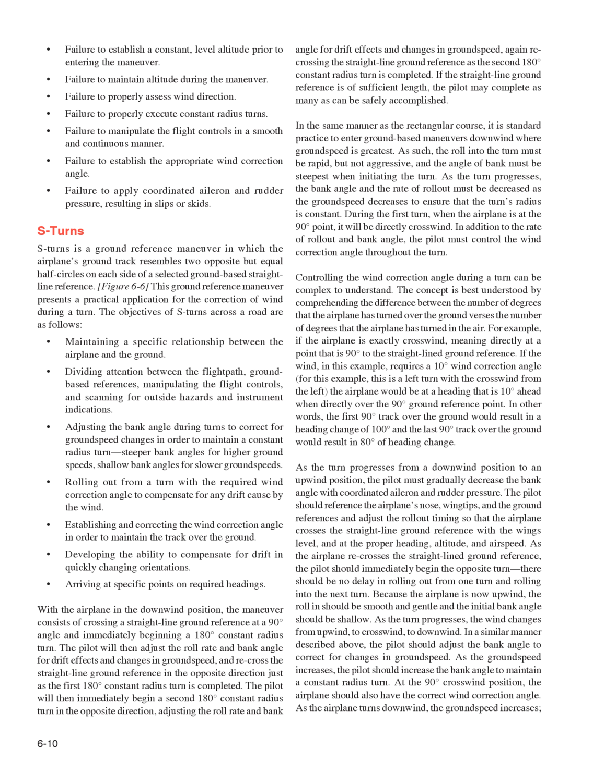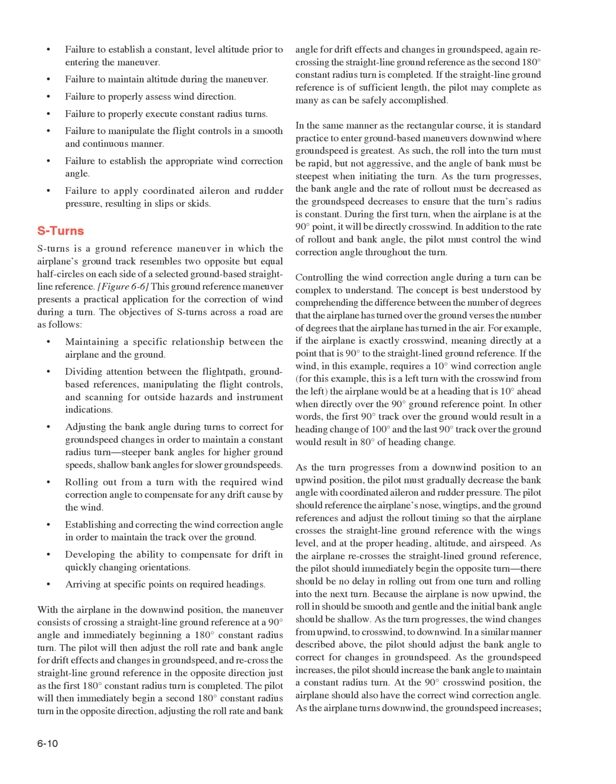S-turns is a ground reference maneuver in which the airplane's ground track resembles two opposite but equal half circles on each side of a selected ground-based straight line reference. Figure 6.6, this ground reference maneuver presents a practical application for the correction of wind during a turn.